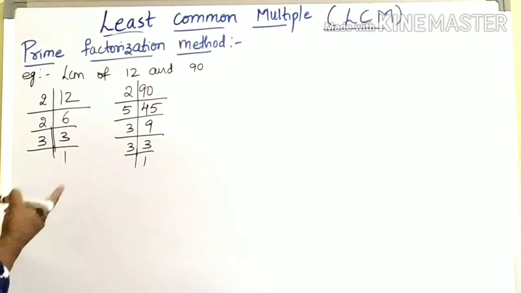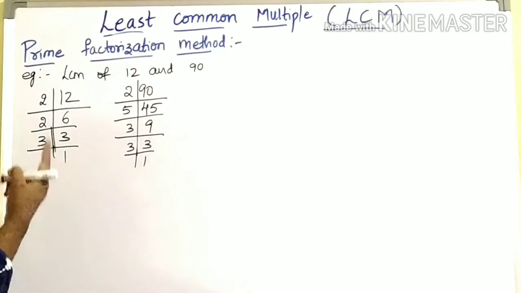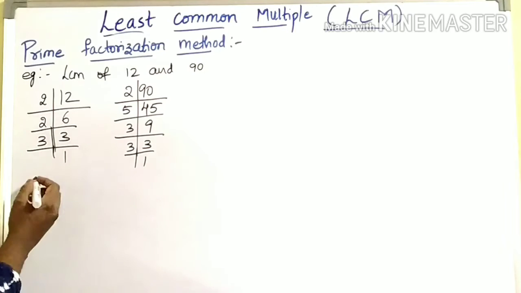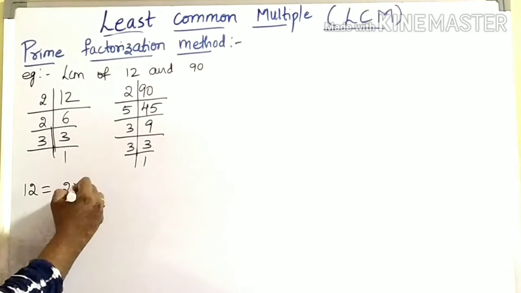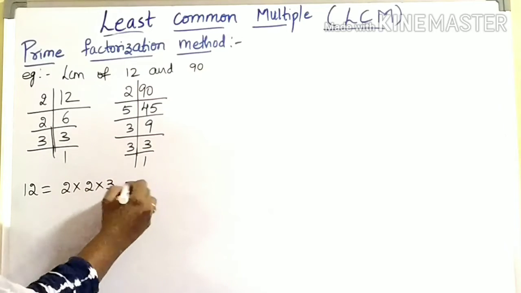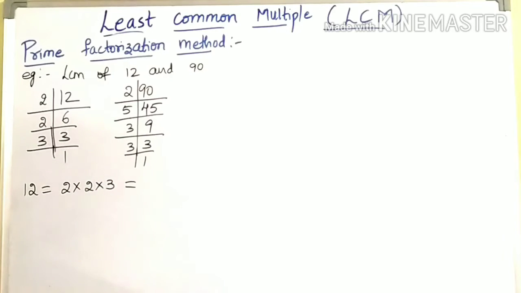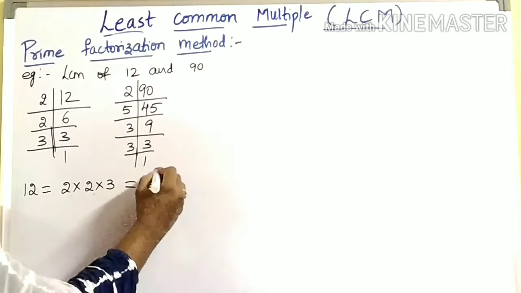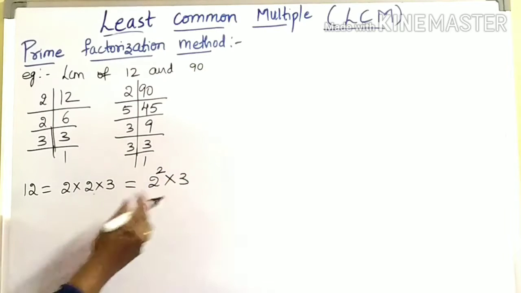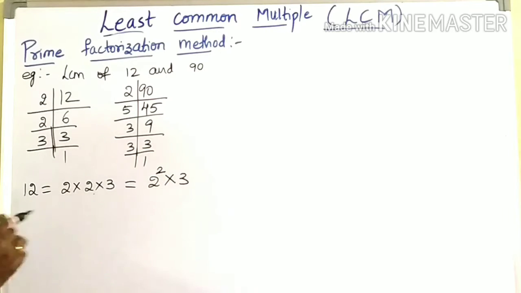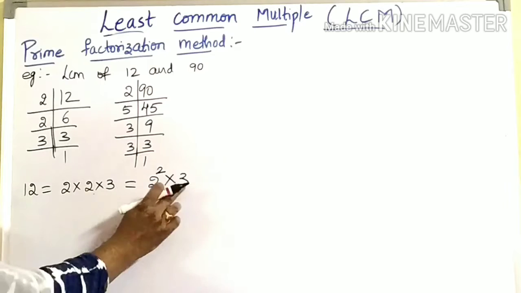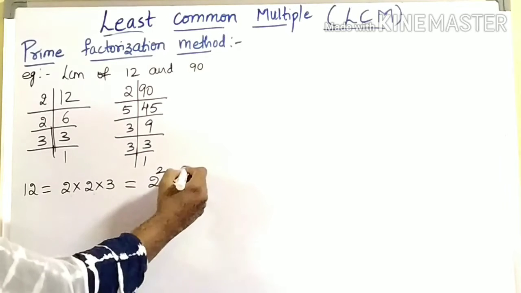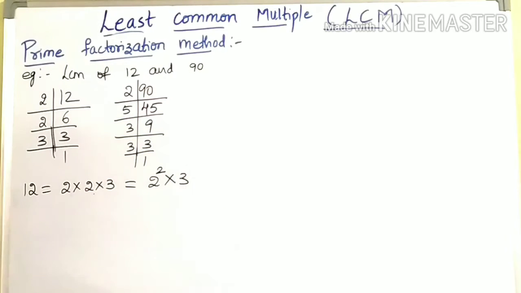Now write the prime factorization of each number in exponential form. Exponential form means what? Power notation. See, 12 you got as 2 into 2 into 3, right? Here you write this in exponential form. Means 2, how many times you got, children? Here 2 times, so 2 to the power of 2 into 3. Here base is 2, power is 2. Okay, 3 only one number is there, so you write just 3. Instead of keeping 1 here, you can simply write 3, right?